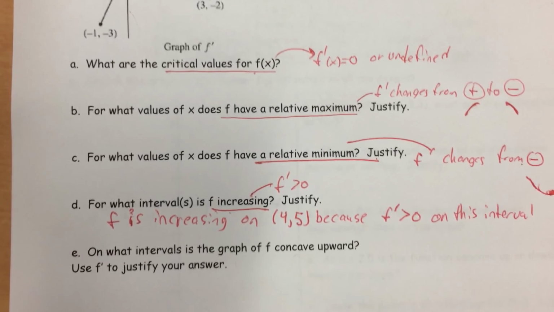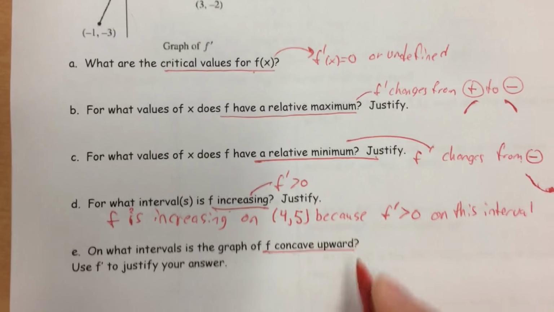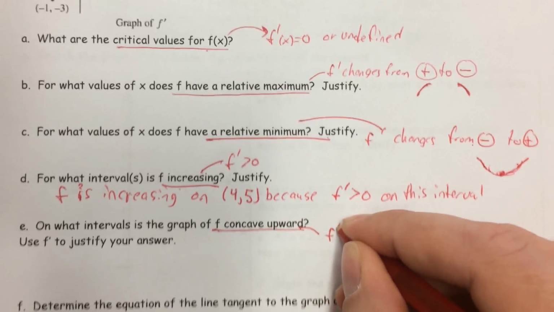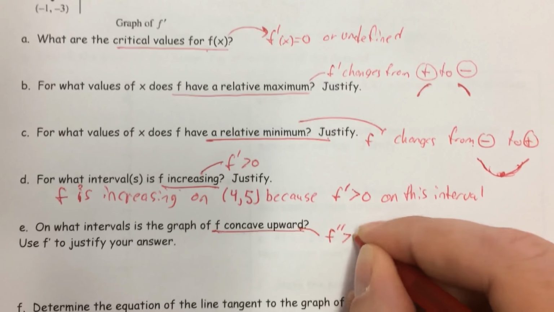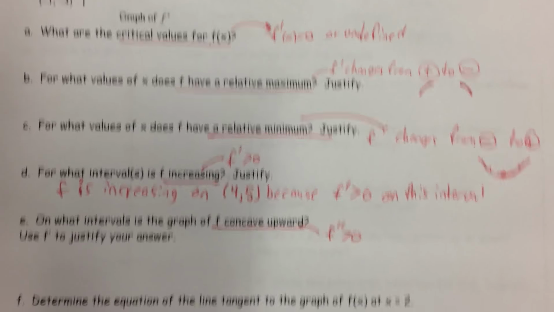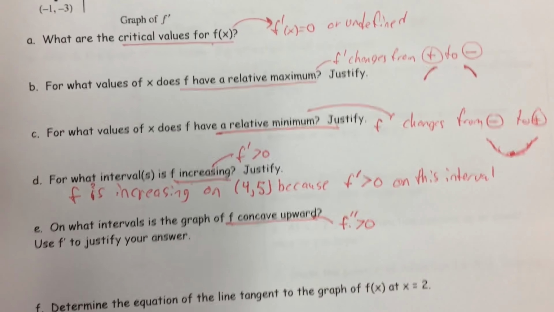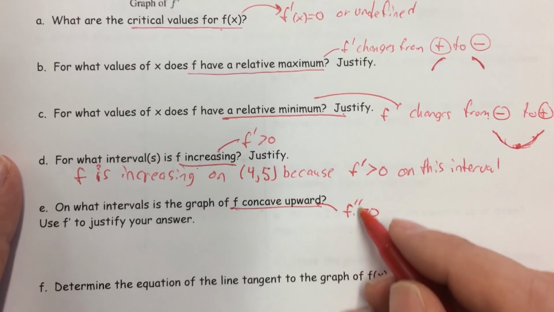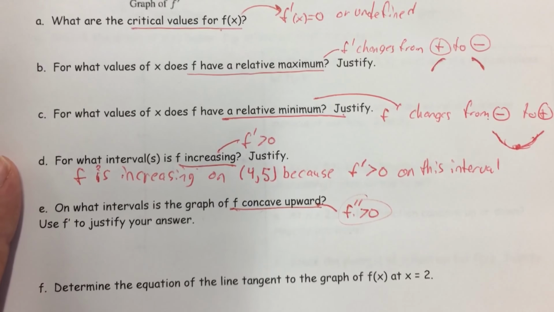Okay. Where is f concave upward? F is concave up when f prime prime is greater than 0. But they didn't give us f prime prime. They gave us f prime. So you can't use f prime prime to justify your answer. You need to talk about f prime. Well, how can you tell if f prime prime is going to be greater than 0 based on f prime?